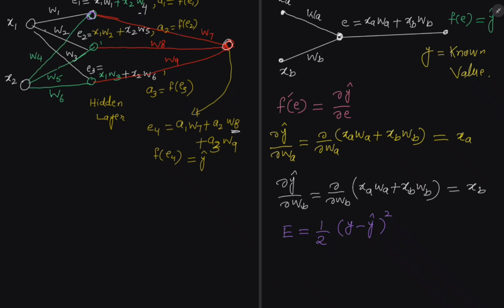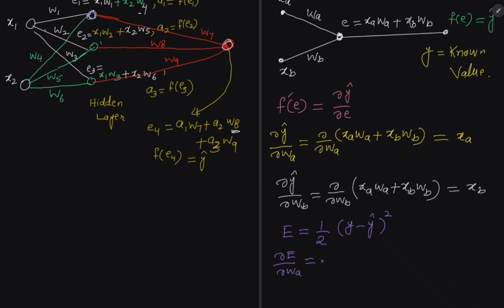Okay. So first we squared the difference between the exact value and the machine learning answer. Then we added 1 by 2 so that when I differentiate E, this 2 and the other 2 in the denominator will be cancelled out. So we differentiate partial E by partial WA.